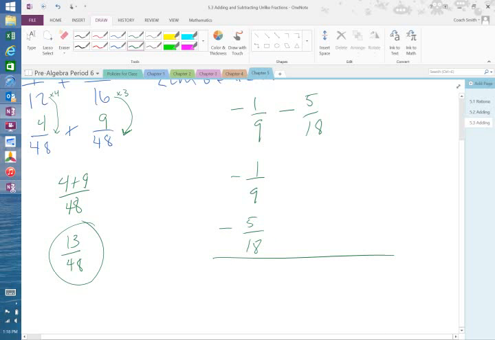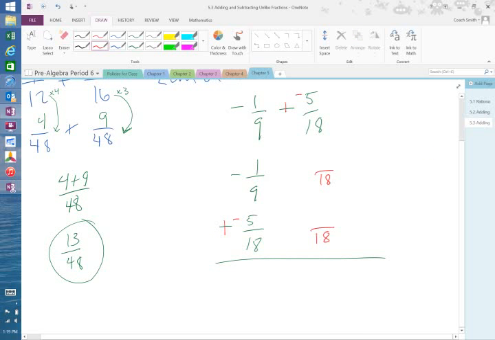Because now I can make my fractions, the common denominator between 9 and 18 would be what? 18. So therefore I make my common denominator 18 on the bottom of both fractions. Now, the other thing that you need to do here is this is plus and negative, so it needs to be plus and negative down here as well.